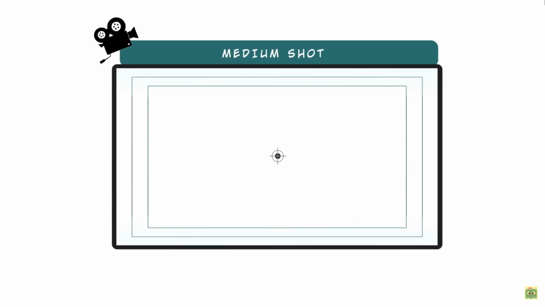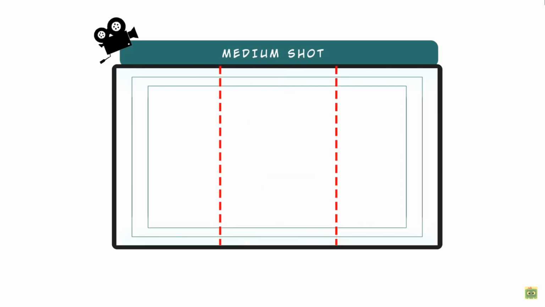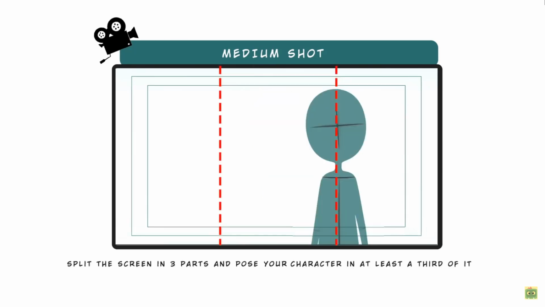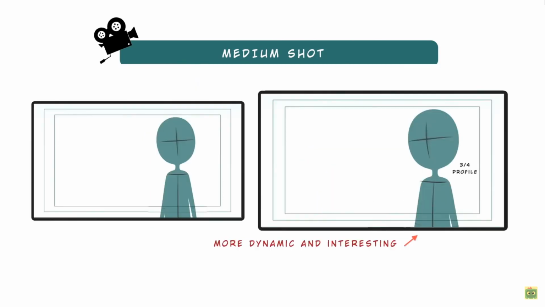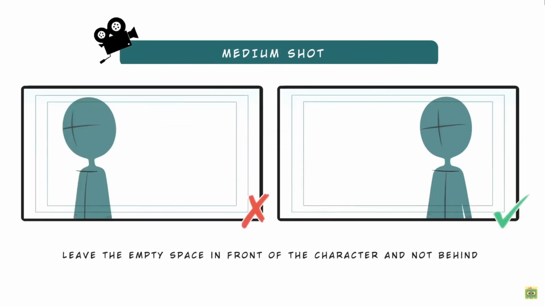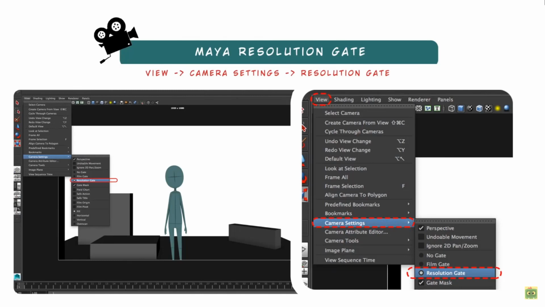If we have a medium shot showing the character's upper body, we have some simple rules to follow to better frame the character. Focus the attention on the character, posing them in the middle of the screen or at least in a third of it. Visualize your screen split into three sections and use them to pose your character. Pose the character in three-quarter profile to have a more interesting and dynamic composition, unless it's strictly required to show them frontally. It's important to leave empty space in front of the character and not behind. Also, keep a bit of air on top of the character. When you set your camera in Maya, first set your resolution and then turn on the resolution gate from View, Camera Settings to see exactly your frame.